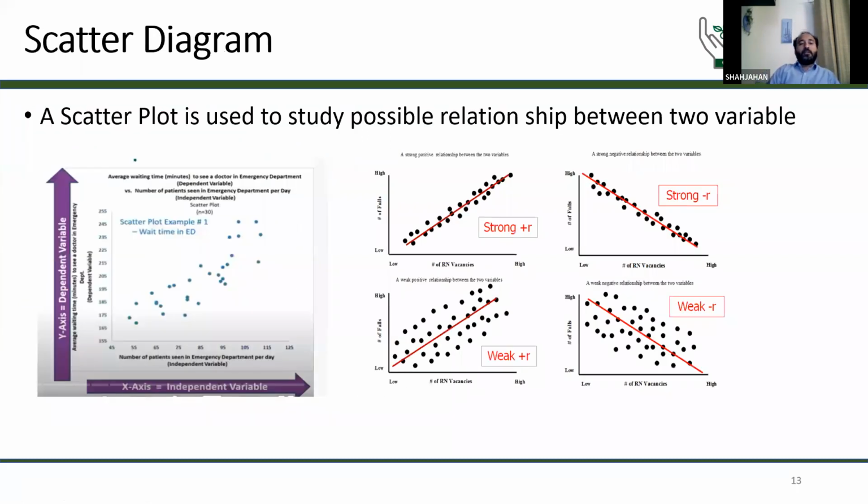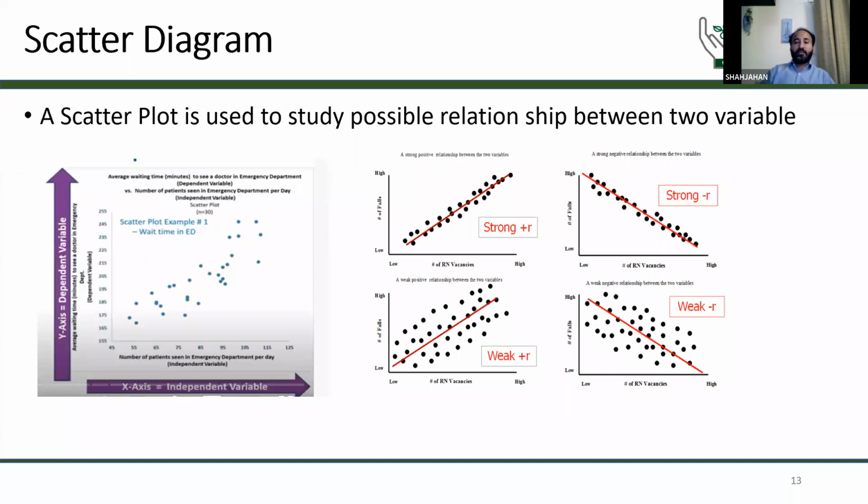Now we will go on to another graph, which is known as the scatter diagram. We also use the scatter diagram to study a possible relationship between two variables. We want to check whether there is a relationship between two variables or not. This is just one example: the average wait time to see doctors in the emergency department, that is, how much time a patient takes to be reached. This is a normal graph. And here I show you four graphs. With these graphs, we can see whether there is any relationship between the variables or not.